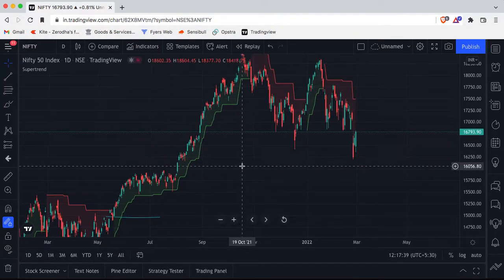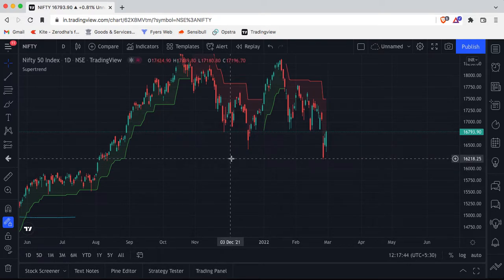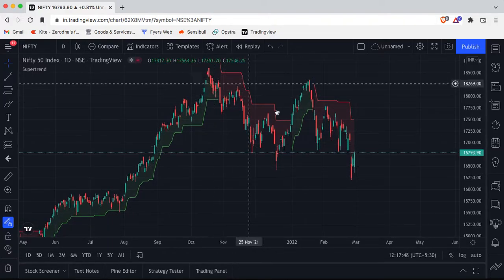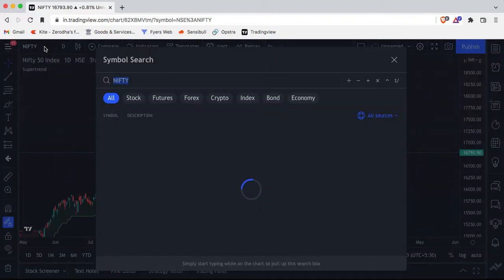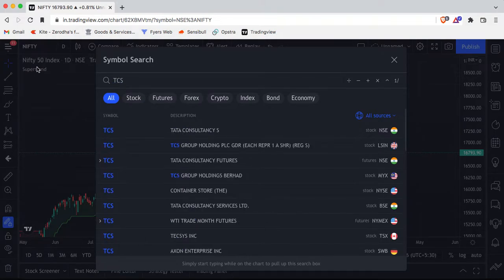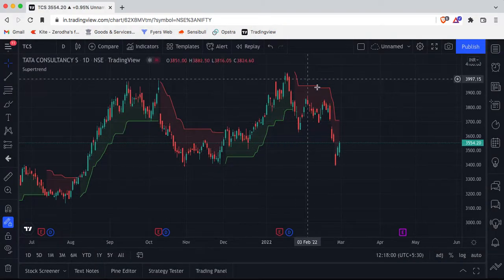So this is how people take their position on intraday, as well as a positional trader or an investor can even take this super trend as an indication of where the trend is. You can also use it for stocks. Let's say I'm looking for TCS, you can see now currently it is in the downtrend.